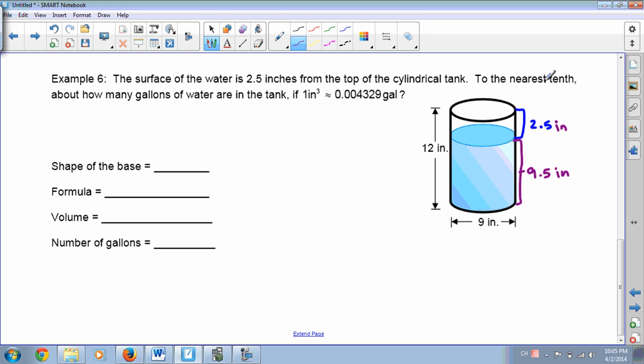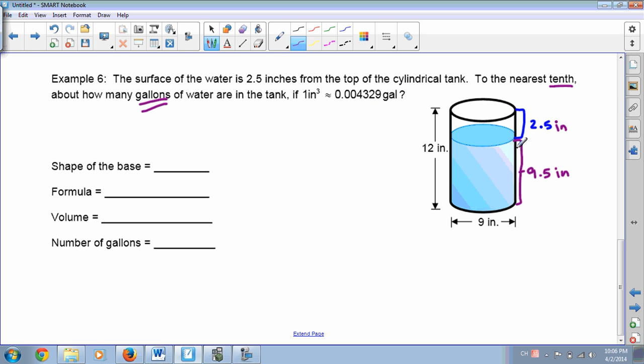Okay, so to the nearest tenth, so we're going to be rounding here, how many gallons of water are in the tank? Notice that right now we have inches. And it's going to give us a conversion that says that 1 cubic inch is going to equal 0.004329 gallons. So the first thing we need to do is just simply find the volume of the water in cubic inches, and then we can worry about converting to gallons later.